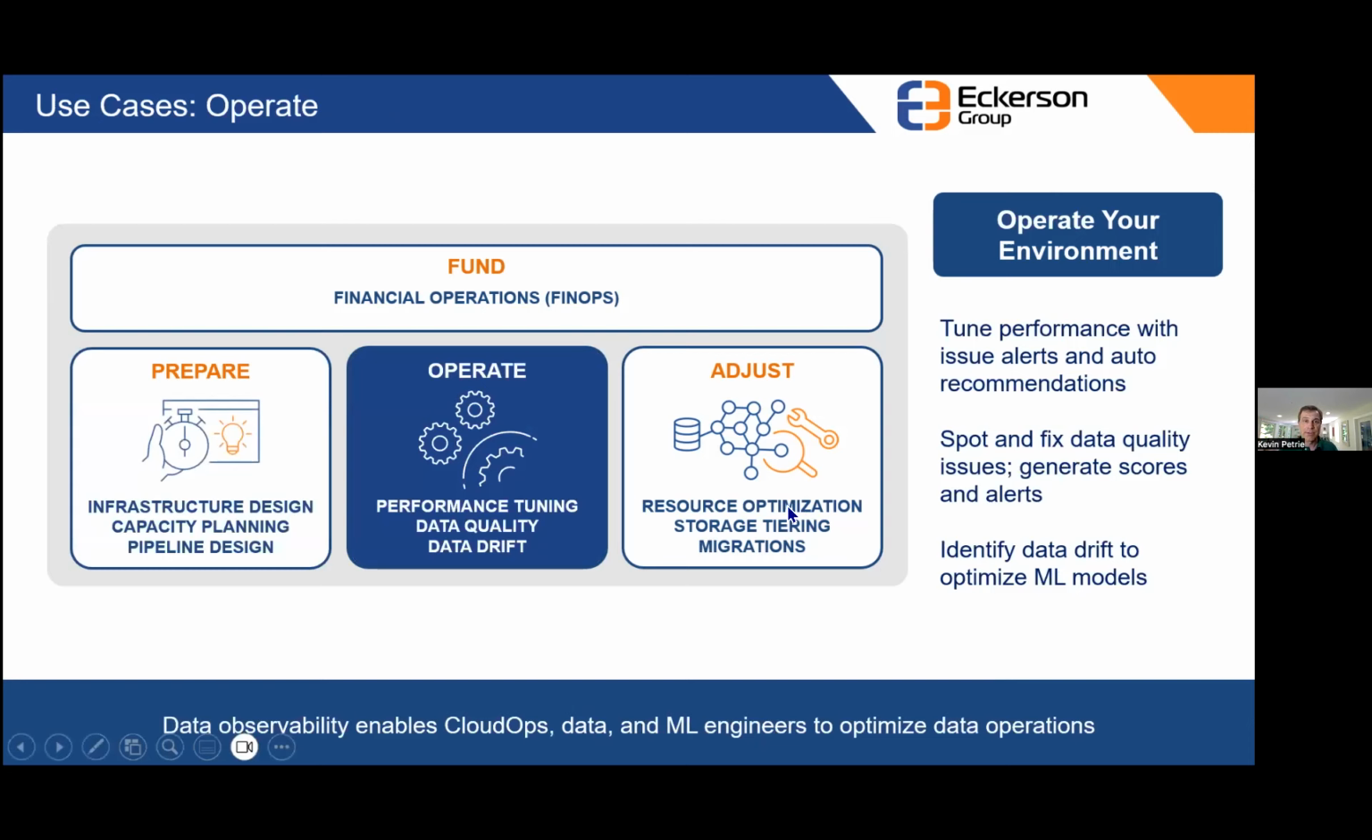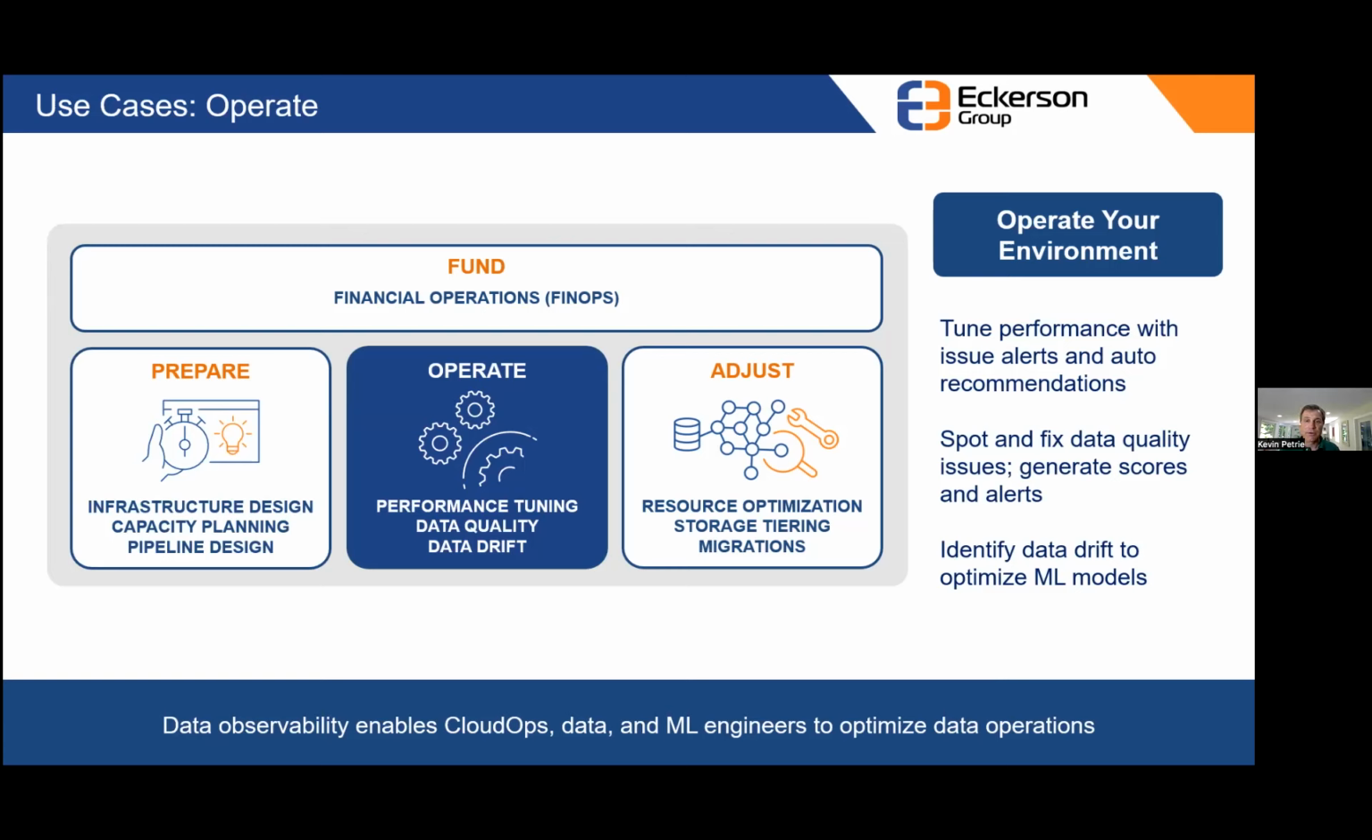All right, stage two, or I should say category two, operation. Now the data team is operating data pipelines across these oftentimes complex, diverse, distributed environments that might have one or more clouds, that might have some on-premise activity as well. Three big use cases that data observability can help with include performance tuning, data quality, and data drift.